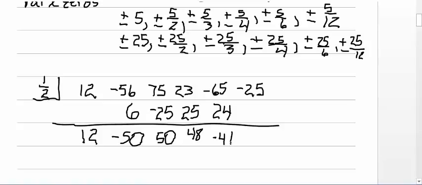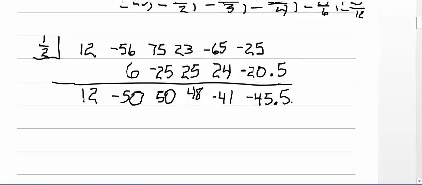Half of 48 is 24. Adding that to negative 65, I get negative 41. Multiply negative 41 by 1/2, I get negative 20.5. And that gives me negative 45.5 when I add. That remainder is not 0. So 1/2 is not a 0.